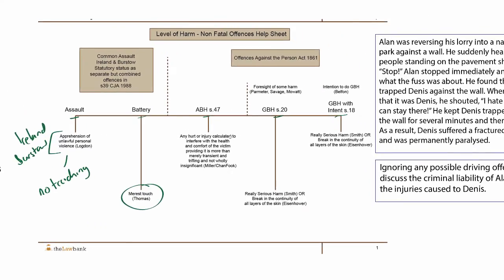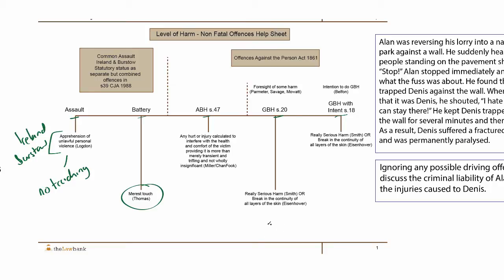For ABH, our level of harm is any hurt or injury calculated to interfere with the health and comfort of the victim, providing it is more than merely transient and trifling, and not wholly insignificant. And that definition comes from a series of cases, but predominantly Miller and Chan Fook. GBH is defined as really serious harm, which is Smith, of course. Or when we're talking about a wound, we can also talk about a break in the continuity of all layers of the skin, and that's JCC versus Eisenhower.